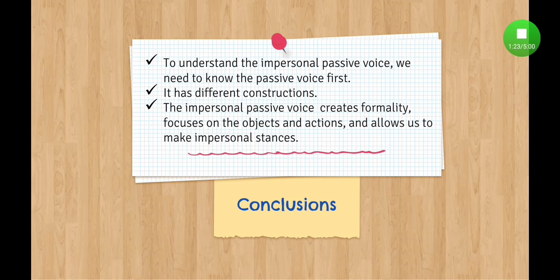And finally, we can say that the impersonal passive voice allows us to make impersonal stances. This means that we don't have to mention the person that is saying something or doing something, but we can just say that someone, people in general, or something that we don't know is actually doing an action. So these are the basic conclusions that we can draw from what I explained before.